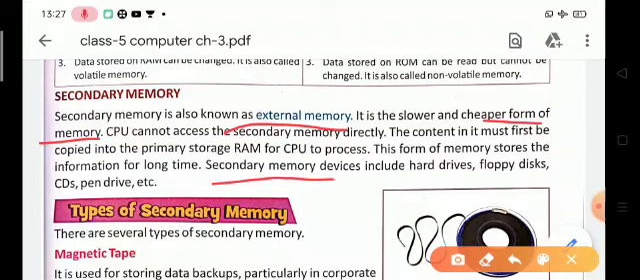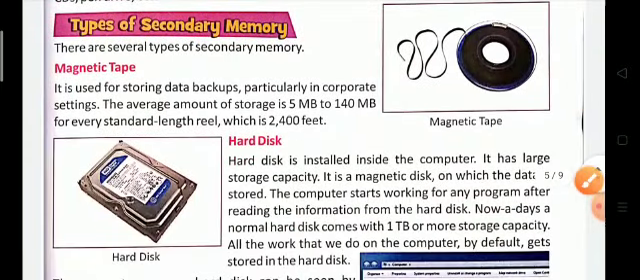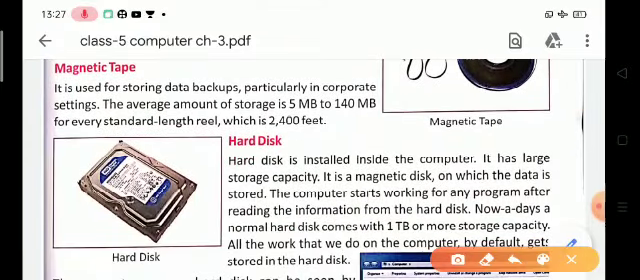Secondary memory devices include hard disks, floppy disks, CD, pen drive, etc. Look at this, some examples of secondary memory: hard disks. A hard disk is pre-installed inside the computer. It has a large storage capacity. The computer starts working for any program after reading the information from the hard disk.